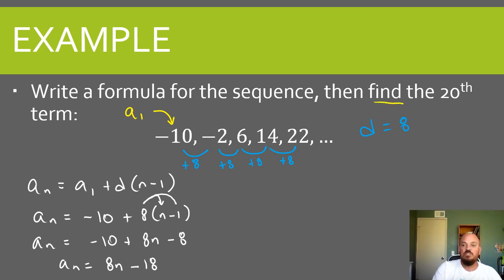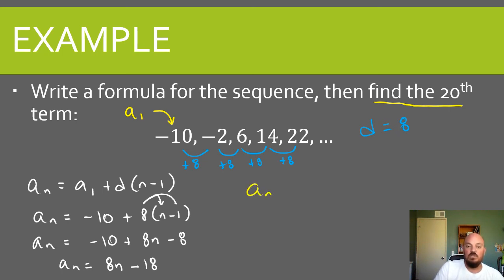The second part of the question says find the 20th term. Now, what I mean is, I'm not going to write it out, but if I took that sequence and wrote out 20 terms, I kept going, okay, +8, +8, +8, +8, over and over, and I wrote out all 20 of those terms, what would the 20th one be? But we're not going to do it that way because now we have a formula.